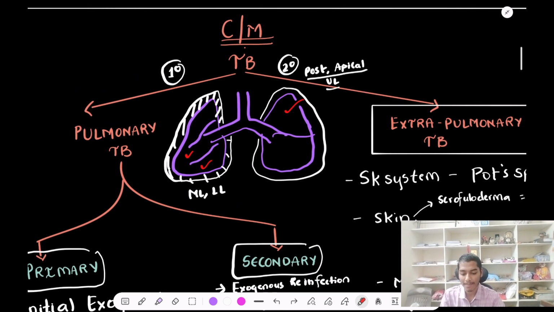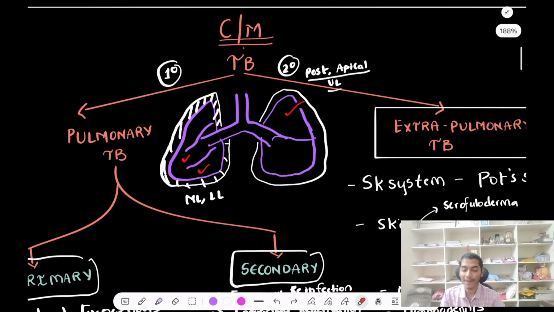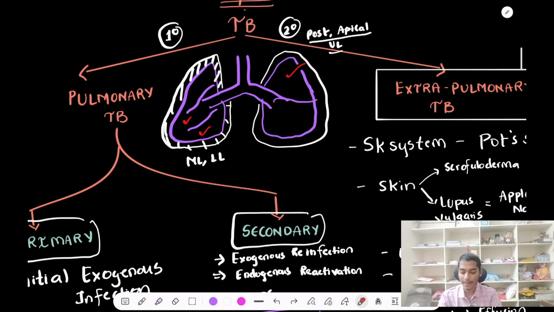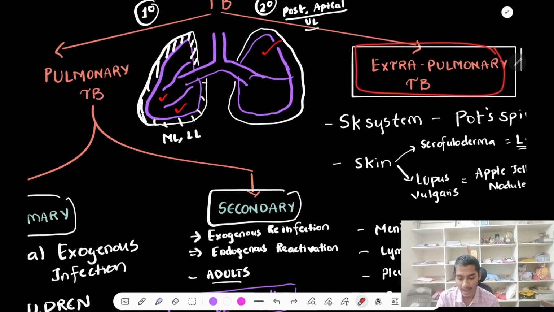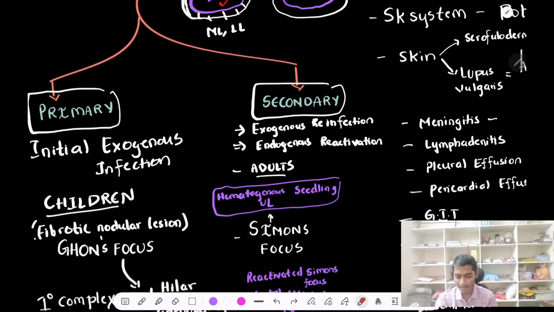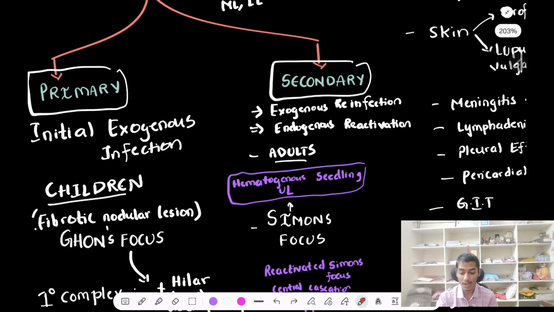Then we'll go to the clinical manifestation. So clinical manifestations, TB, we have two different ways it can present. One, it may be pulmonary TB, or extrapulmonary TB. So in pulmonary TB, we have two different presentations. One is primary and the other one is secondary.